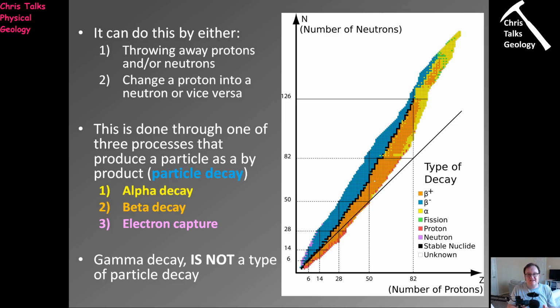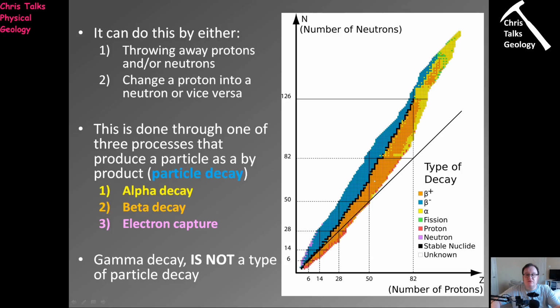So that's the basic process of radioactive decay. You'll just either want to throw stuff out of your nucleus or add stuff to your nucleus to achieve a stable nucleus. And once you have that stable nucleus, that's it, you're done. You've finished decaying.